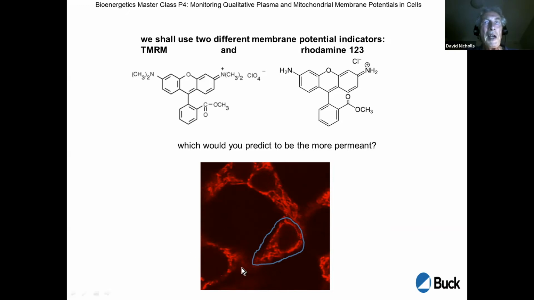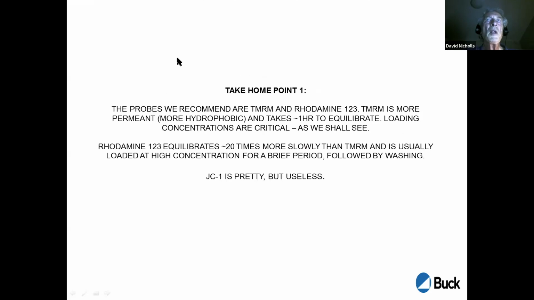What we do instead is we measure the total fluorescence of the cell, and then we estimate how much of that fluorescence is due to the cytoplasm, the residual TMRM, for example, in the cytoplasm, and how much is due to the TMRM accumulated into the mitochondria.